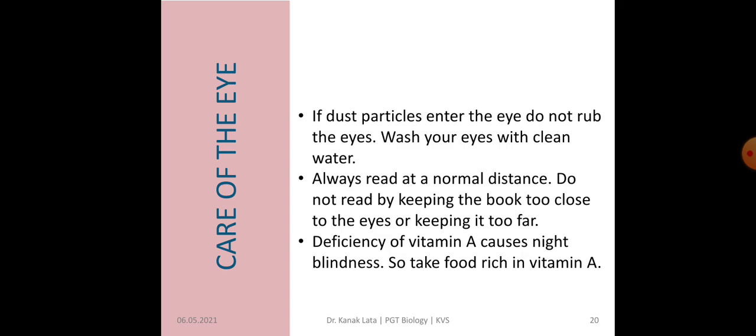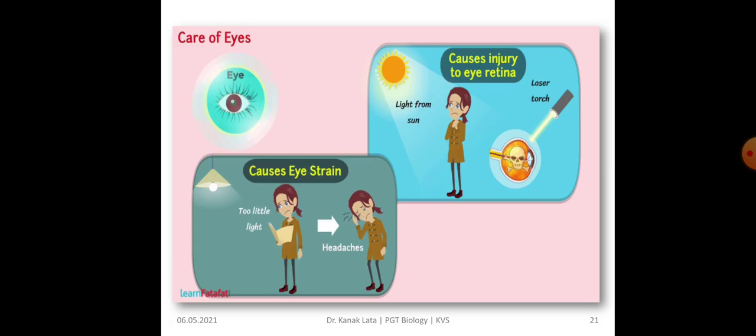We know that deficiency of vitamin A may lead to night blindness. So we should take food rich in vitamin A like carrots, broccoli, spinach, cod liver oil, eggs, milk, curd, cheese, butter, papaya, mango. All these foodstuffs are rich in vitamin A.